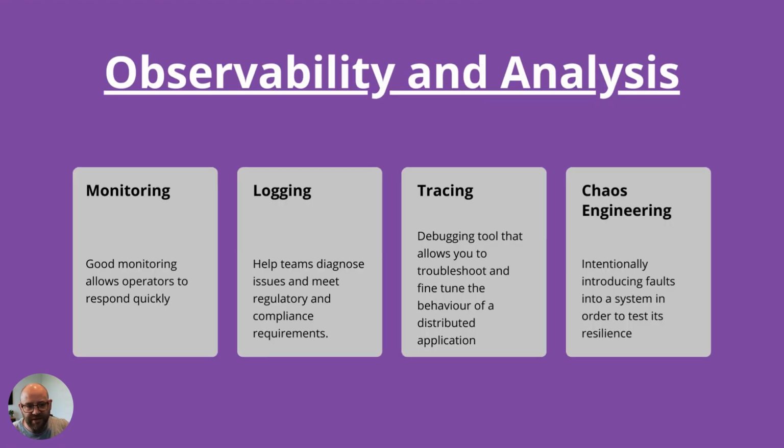Okay, so a couple of links after this as well. First of all, in the sections within this, or the groups or the buckets, I can't think what I'm going to call that yet. We have monitoring. Good monitoring allows operators to respond quickly. We have logging, which helps teams diagnose issues and meet regulatory and compliance requirements. We have tracing: a debugging tool that allows you to troubleshoot and fine-tune the behavior of a distributed application. And chaos engineering. A little bit strange that one landed in there, but we'll get to that later on down the line. Intentionally introducing faults into a system in order to test its resilience. I guess it does make sense.